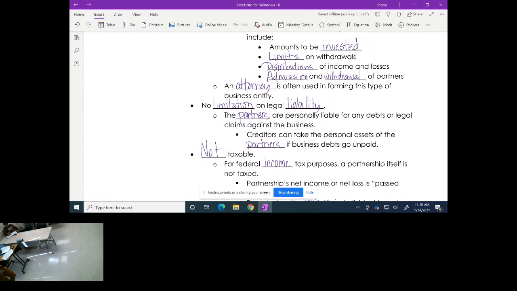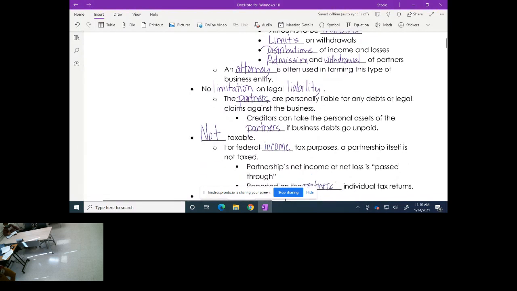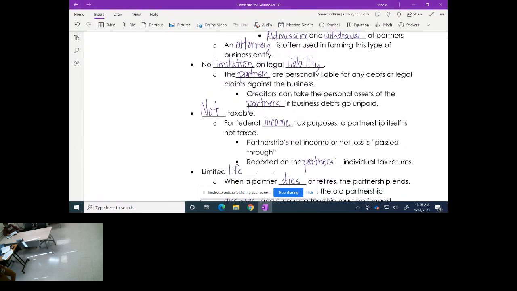All right, so same thing with partnerships. There's no limitation on that legal liability. So if something happens, you are liable for it, and all the other partners are too, whether they had anything to do with it or not. It's not taxable. The net income is taxed, but it's taxed on each partner's return based on how much their share is.